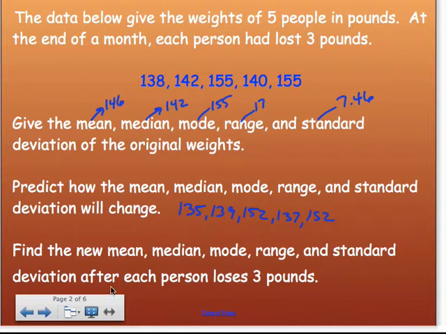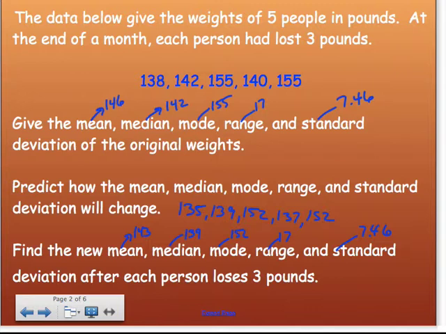When I do this, I believe I get a mean of 143, a median of 139, a mode of 152, a range of 17, and a standard deviation of 7.46. Now, compare those numbers to the ones above. You can see that the mean reduced by 3, the median reduced by 3, the mode reduced by 3, the range stayed the same, and the standard deviation stayed the same. That's not a coincidence. That's actually very helpful to us.